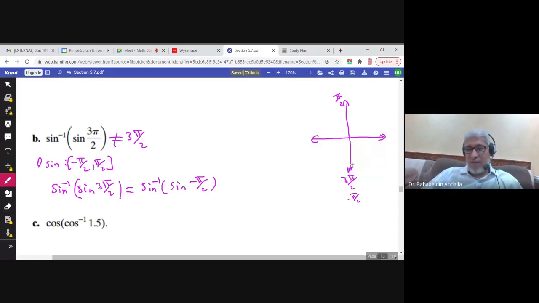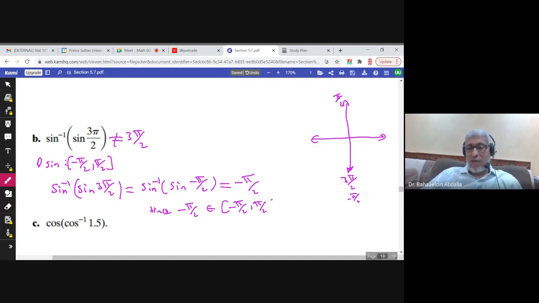Coterminal, they have the same terminal side. So their 6 trigonometric functions would be equal. So sine 3π/2 would be equal to sine -π/2. And why -π/2? Because -π/2 belongs to the domain. So the answer now would be -π/2, because -π/2 belongs to the domain from -π/2 to π/2.